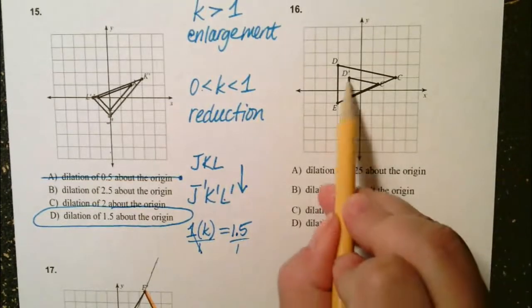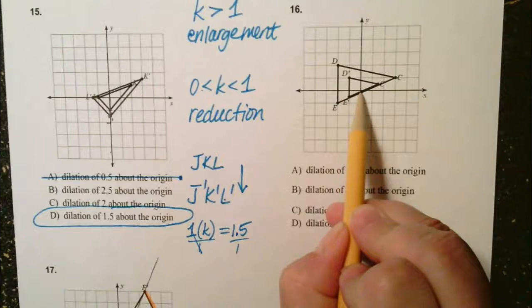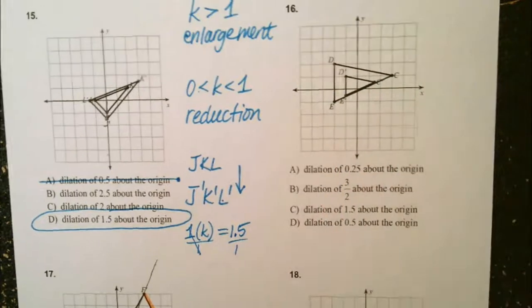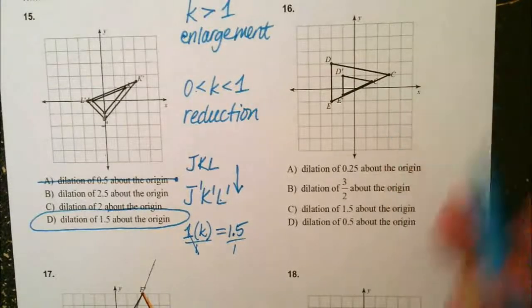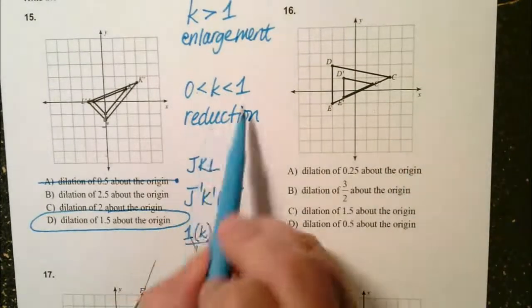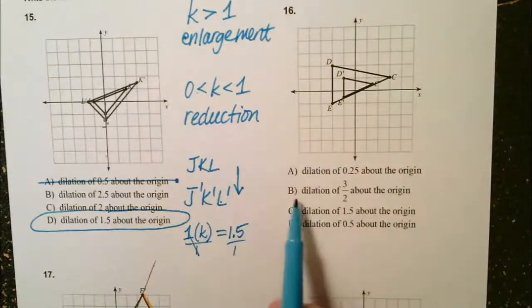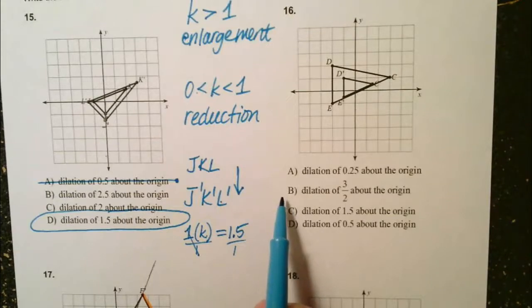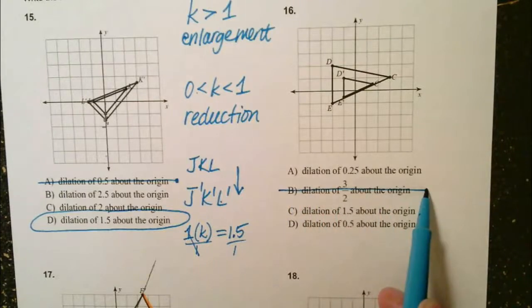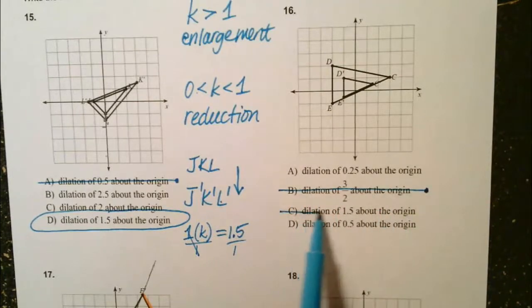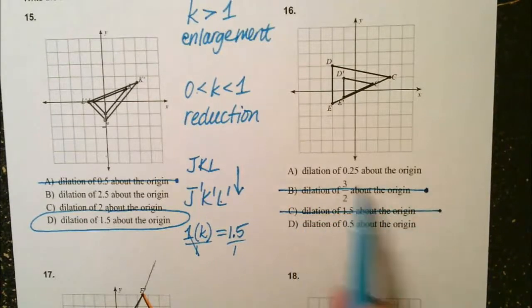D prime is closer in, E prime is closer in, C prime is closer in. They got closer to the origin. That's a reduction. That's bringing it in. That's making it smaller. Okay, so a reduction has to be a number smaller than 1. 3/2, don't look at it and just say, oh, a reduction has to be a fraction. 3/2 is a number bigger than 1. Fractions can be bigger than 1. That's the same as 1.5, so it's not that. That's the same as this, 3/2. That's not that. So it has to be one of these two.